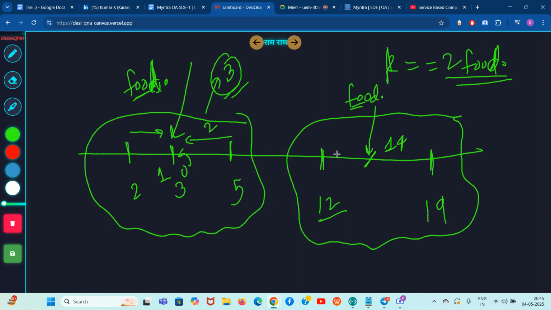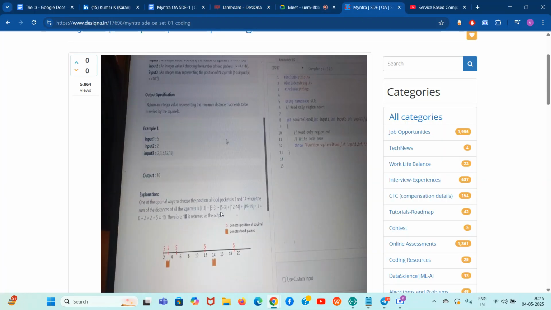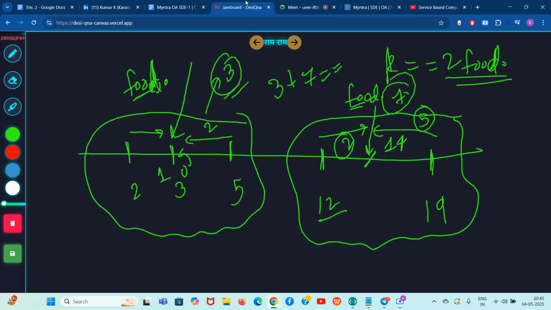That's why it is like the machine learning algorithm, K clustering. So for each sub-array, we decide one food and we assume that all the elements of that sub-array will go towards that food only, because that food is the closest food to them. Here 12 will go to 14, so it takes 2 moves, right? 19 will go to 14, it takes 5 moves, right? So 2 plus 5, 7. 7 from here, 3 from here. So guys, 3 plus 7, 10. You can see that 10 is the total answer.